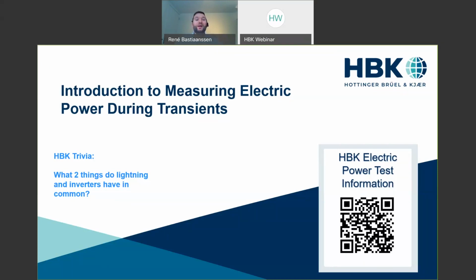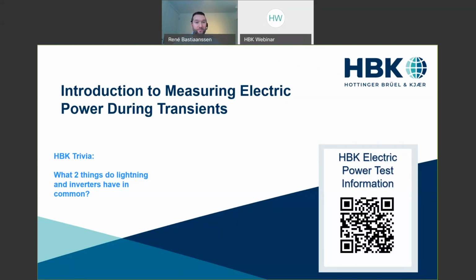Welcome to you all. So today's session, the last of the 3 sessions of this week, will be the introduction to measuring electrical power during transients, and we will start this one with a fun but very applicable little trivia that I borrowed from one of our colleagues: what 2 things do lightning and inverters have in common? In fact, it's something quite relevant to this topic of today, measuring transients, and we will get to the answer by the end of this session.